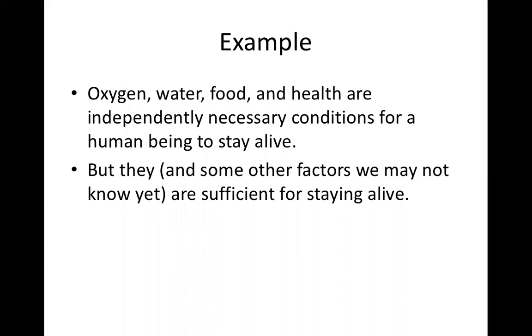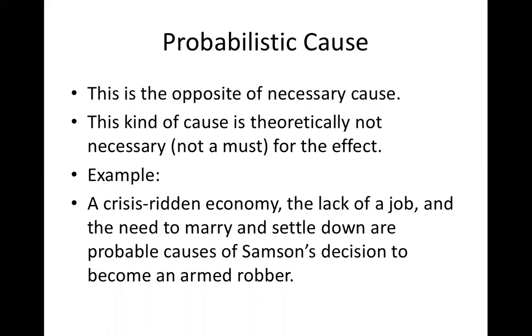So this is the example. Oxygen, water, food, and health are independently necessary conditions for a human being to stay alive. But they and some other factors we may not know yet are sufficient for staying alive. So now we have probabilistic cause.